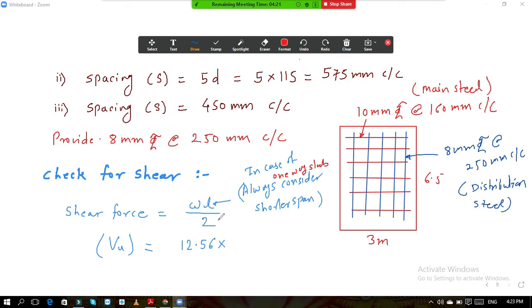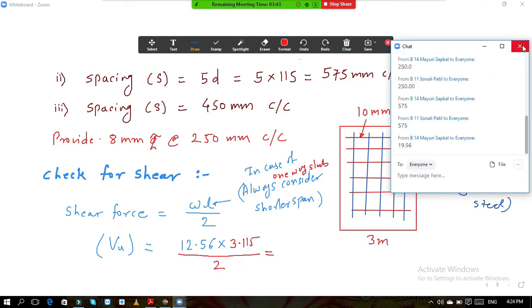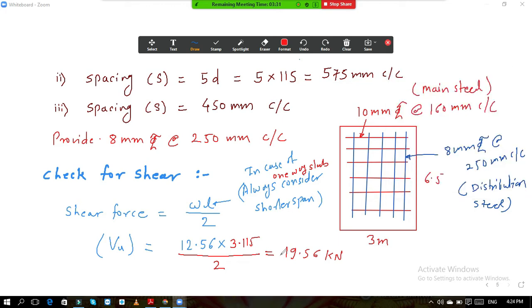So what was our shorter span? We have calculated the effective length by using the clauses in the IS code. So the shorter span was 3.115, whole divided by... 19.56. Okay, so the answer is 19.56 kilonewton. Now this is the shear force. We have calculated the shear force.